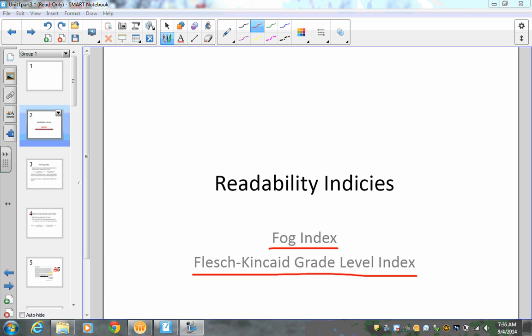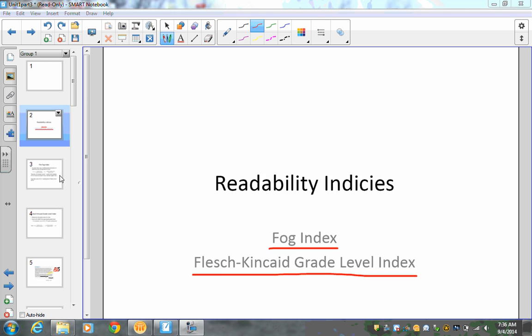Okay, in this video we're going to be talking about the readability indices. I probably mispronounced that, so I don't know. It's always giving me trouble. So anyway, that's what we're going to be talking about, and we have two formulas: the Fog index and what I'm going to call the Flesch-Kincaid grade level index. I probably mispronounced that as well, so just forgive me for that.